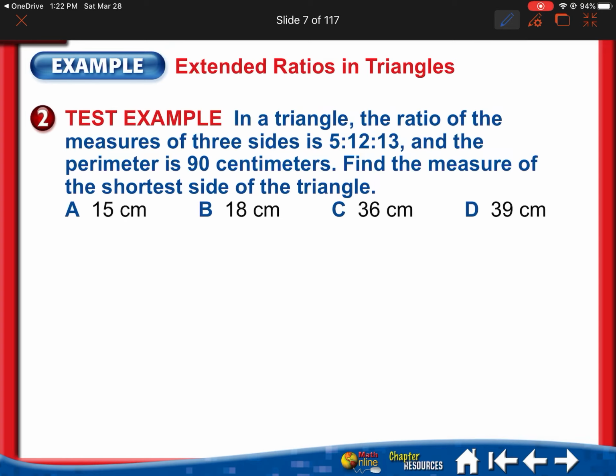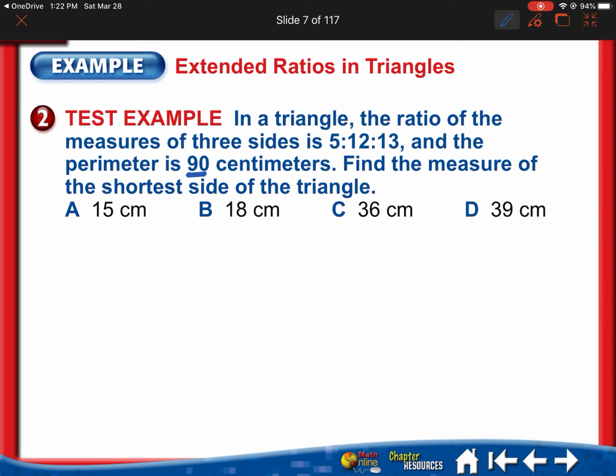All right, next example, it says, in a triangle, the ratio of the measures of the three sides is 5 to 12 to 13, and the perimeter is 90 centimeters. Find the measure of the shortest side of the triangle. So for this one, they told us the perimeter, and we know to find the perimeter of any shape, we simply add up all its sides.